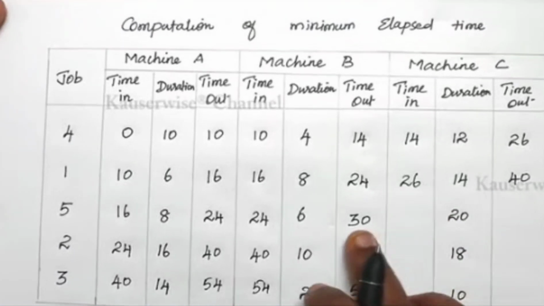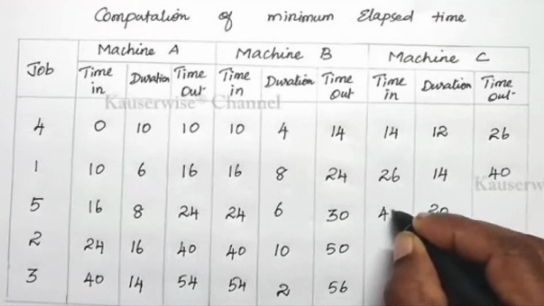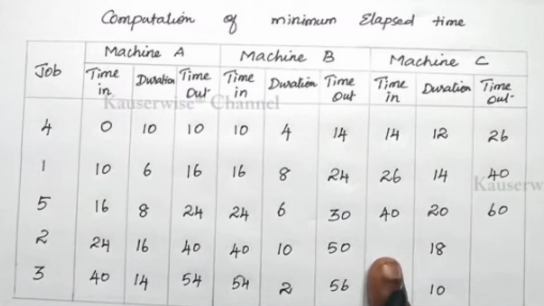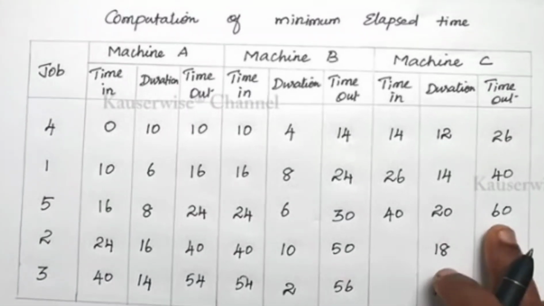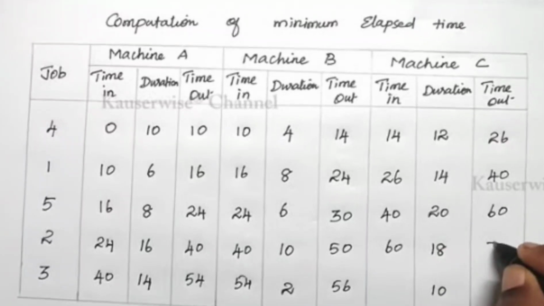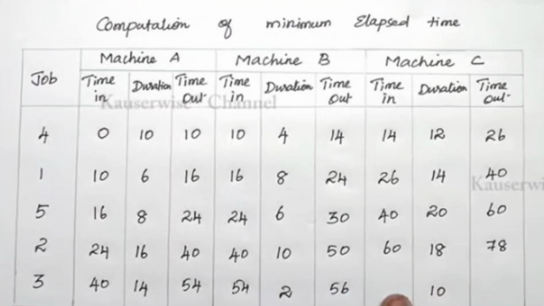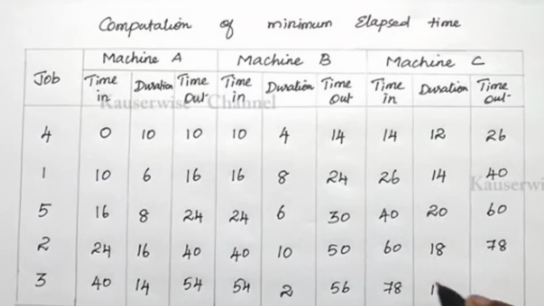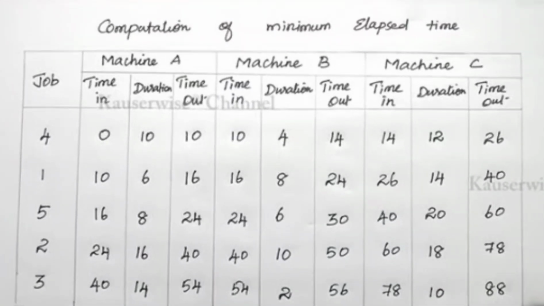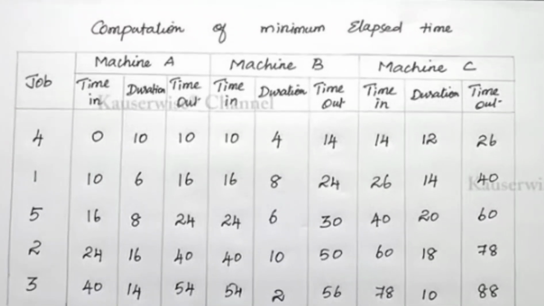For the next job, so which is the highest value? 40 is the greater value, no? So 40 is the in time, 40 plus 20, 60 is the out time. For the next job also, so which is highest? 60 is the greater value. So in time plus duration 78 is the out time. For the next also greater value as in time. So 78 is in time plus duration 10. So out time is 88. Okay, so this is the way to find out in time and out time for machine C.